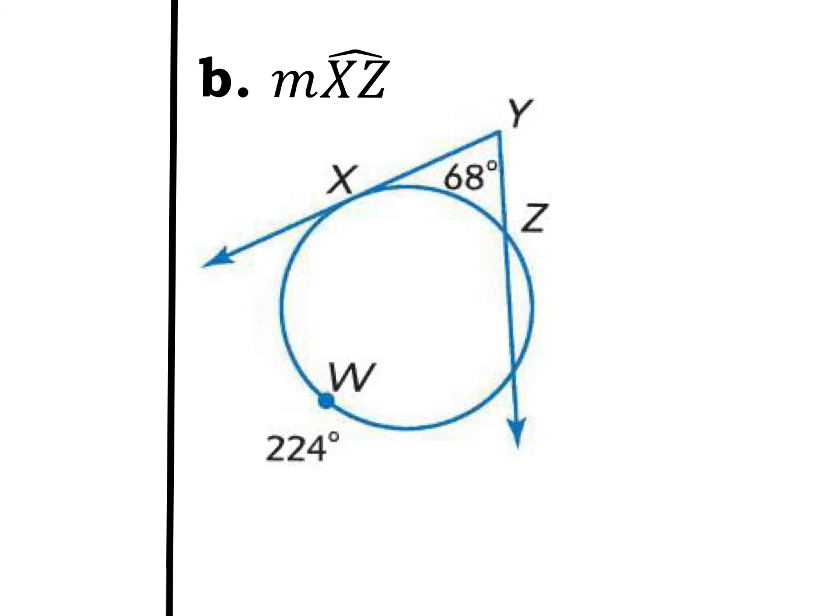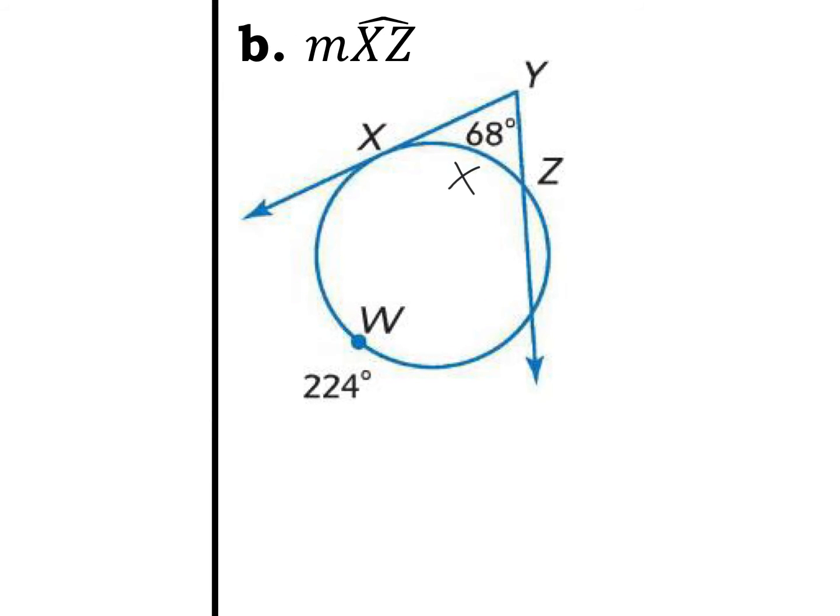So my next example, the picture might be a little bit confusing. The 68 degrees is given for angle Y, and we're trying to find the measure of arc XZ. So I'll just put a little X right there. And so we're given the angle, and we need to figure out one of the arcs. So let's just set it up like the formula says. So we have 68 equal to 1/2 the difference of 224 and X.